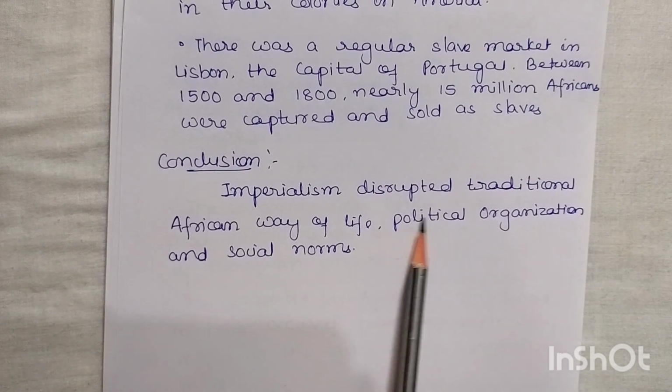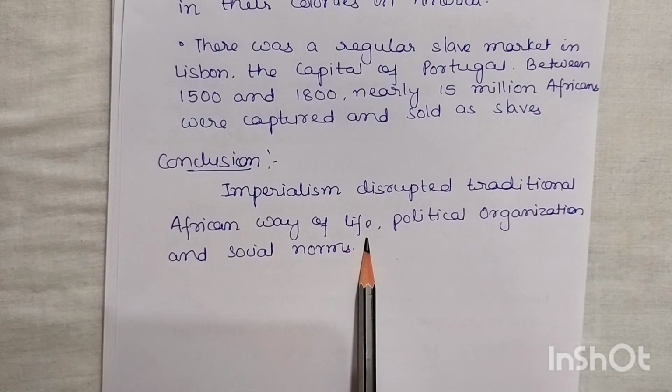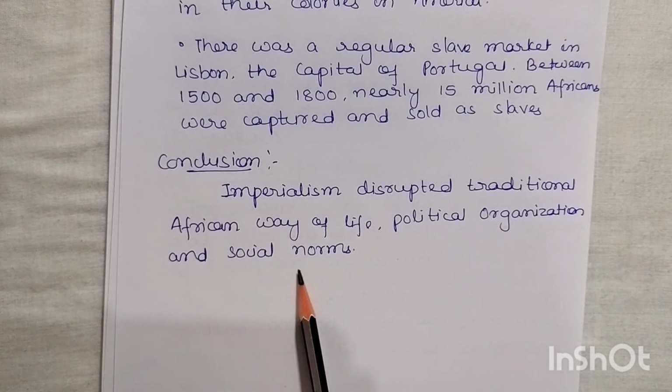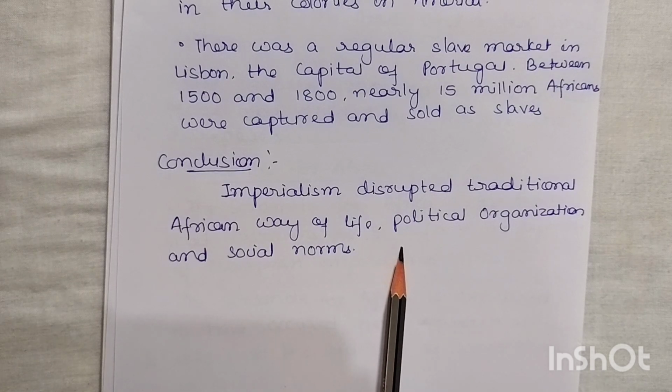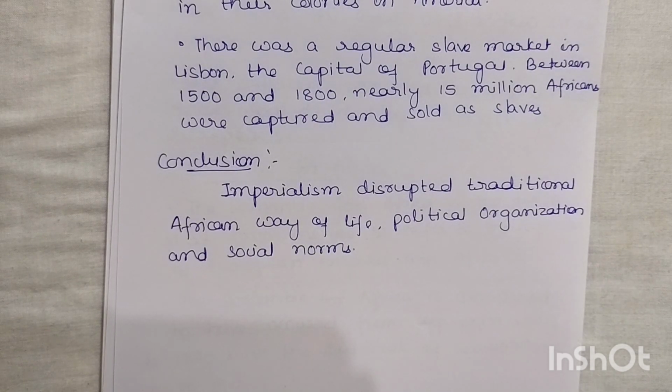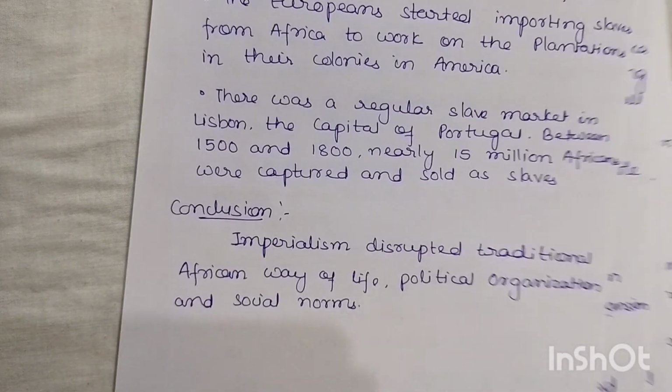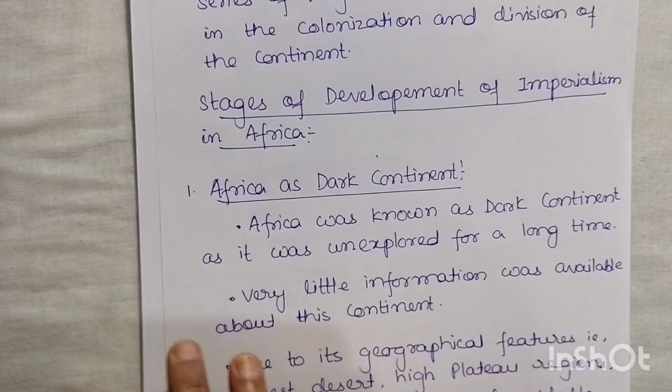Imperialism disrupted the traditional African way of life, political organization, and social norms. Due to imperialism, the traditional way of life of Africa, its political organization, and its social norms and culture were disturbed. So this is the topic that we have covered: the stages of development of imperialism in Africa.